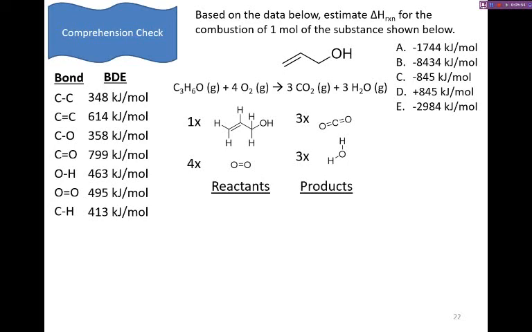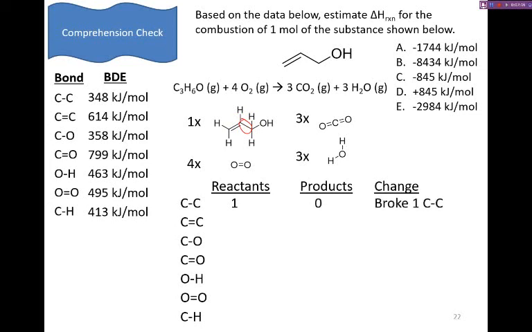Then we account for the number of each type of bond that is broken and formed. In our reactants, we have 1 carbon-hydrogen single bond that is broken, and there are none that are formed. There's a net change of 1 that's broken.